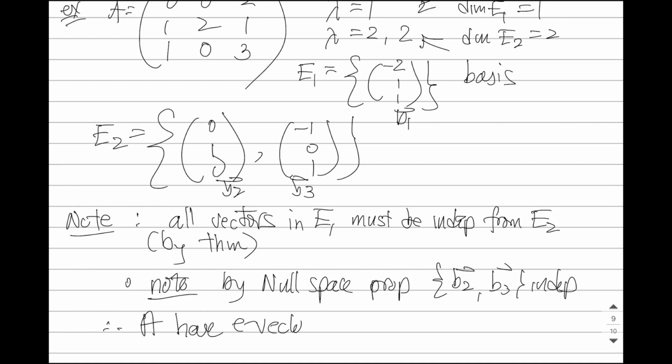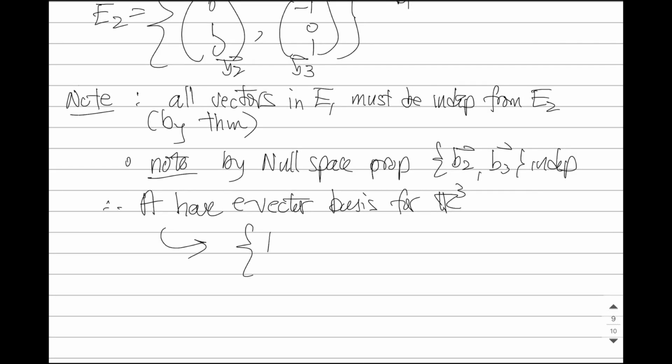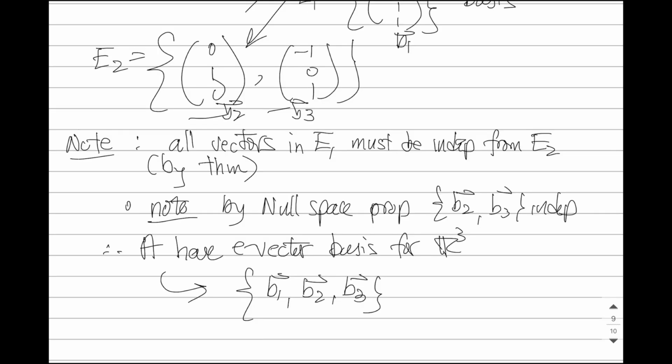We take all of the eigenspaces and we take their basis vectors and we put them together. So when we take into account the dimensions of all of these spaces, it adds up to 3, and that forms our eigenvector basis for R3.